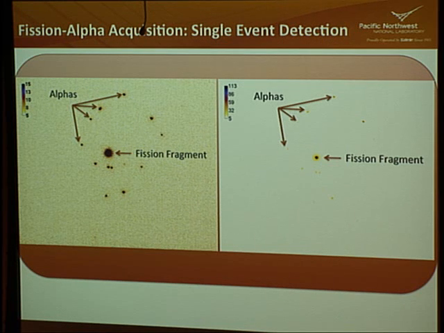Here's a frame taken from that data set. This on the left shows essentially the light spread of those alpha particle and fission fragment interactions, and this shows the amplitude of the signal that's there.